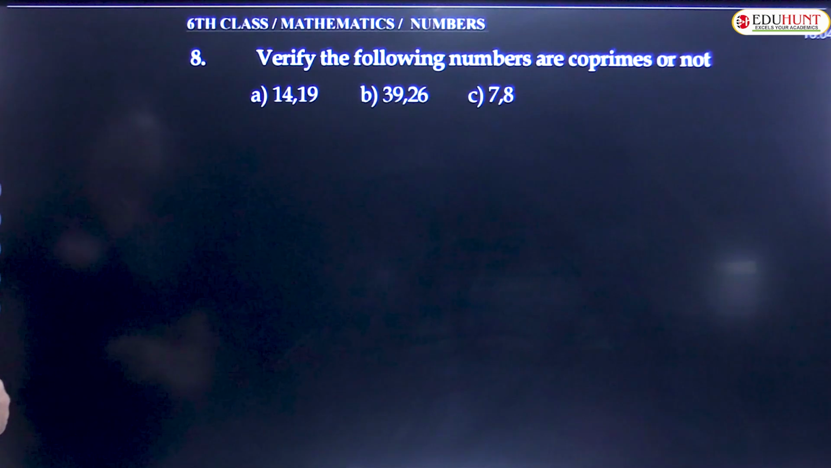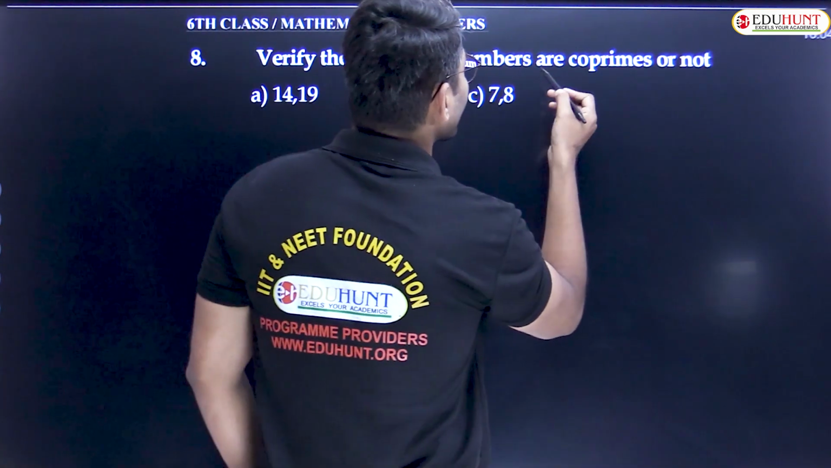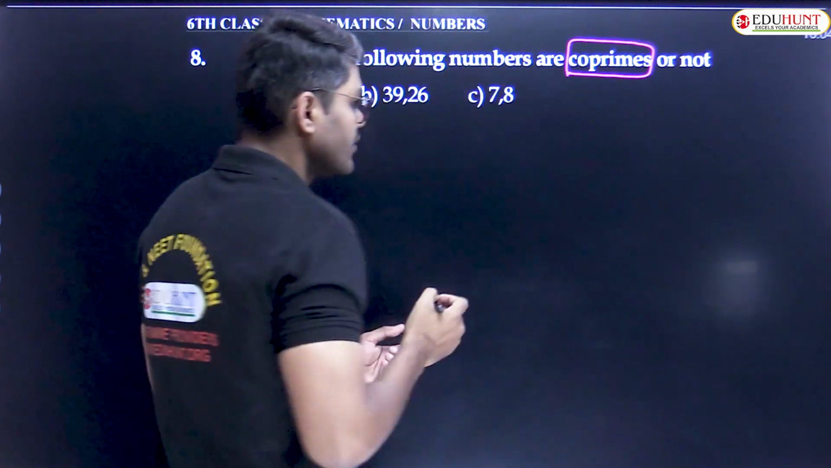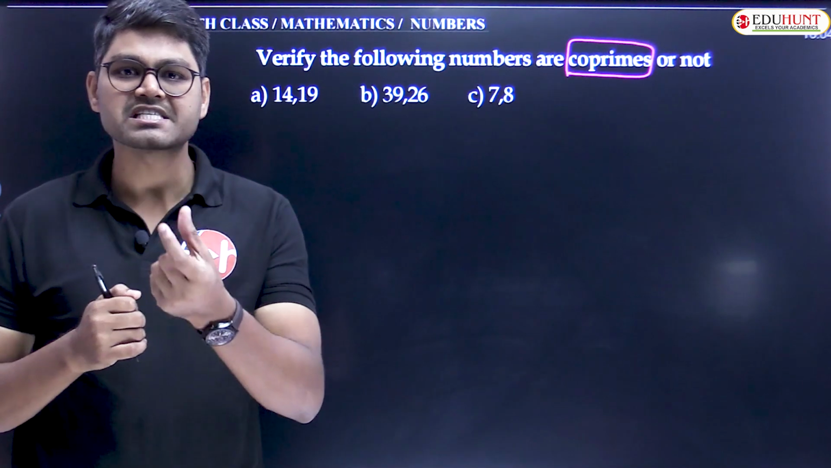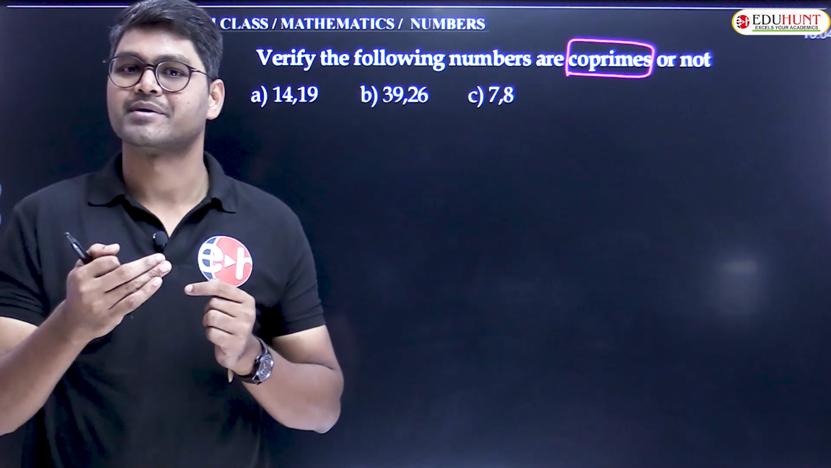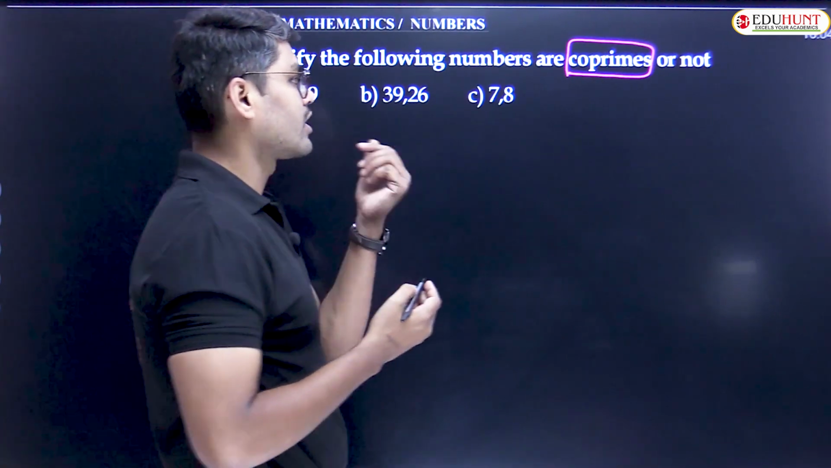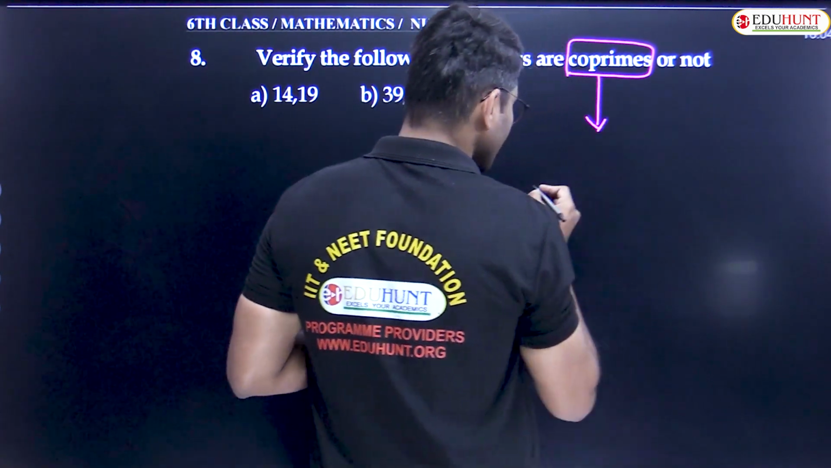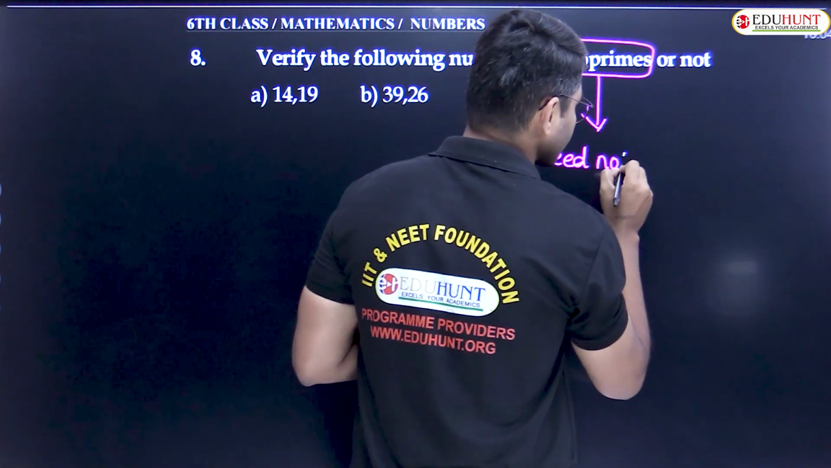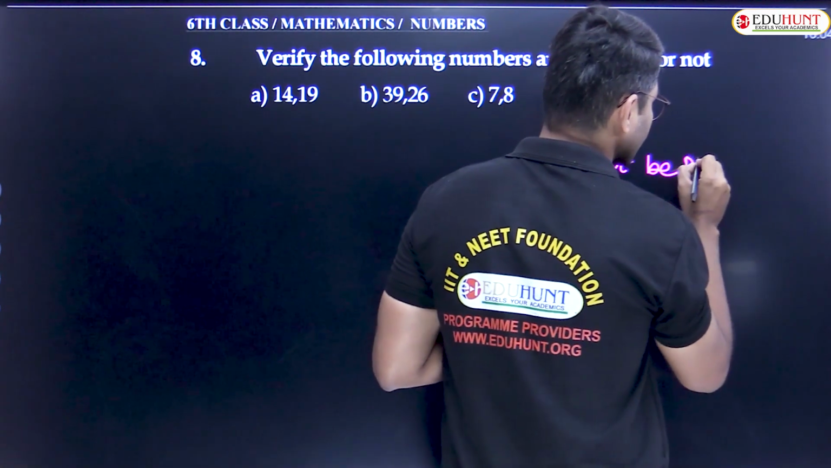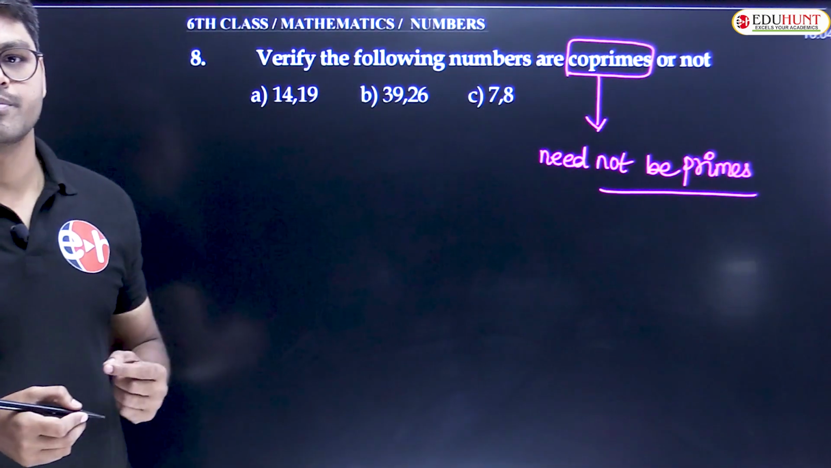Verify the following numbers are co-primes or not. Here we should know first what are co-prime numbers. We can take any two numbers. The HCF of those two numbers must be 1, then those numbers are co-prime numbers. Okay, now let's take one by one. Co-prime numbers, here one point we have to remember, co-prime numbers need not be prime numbers.